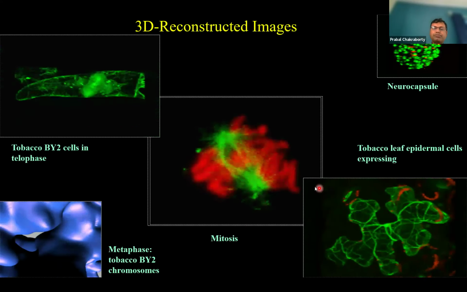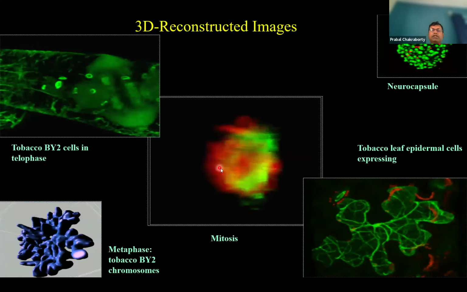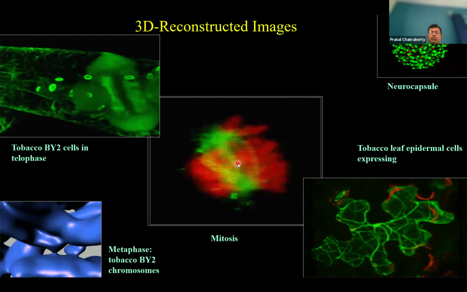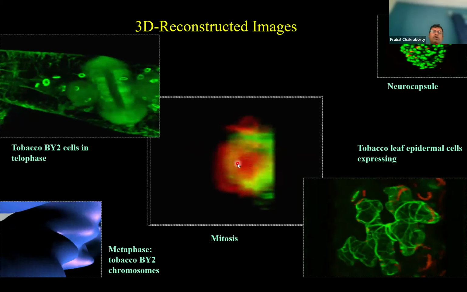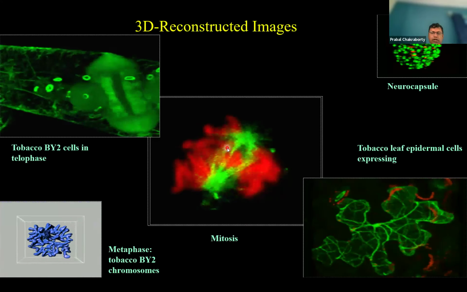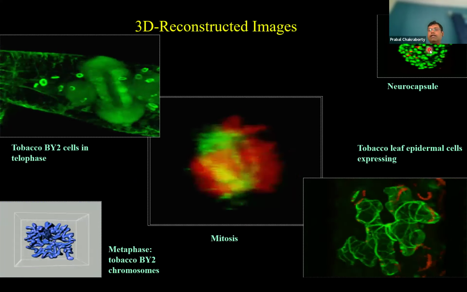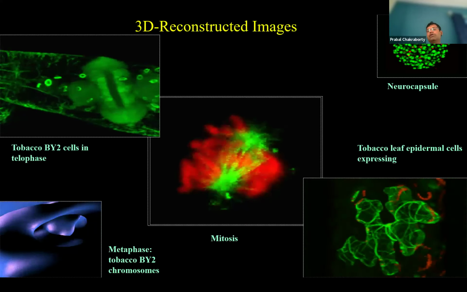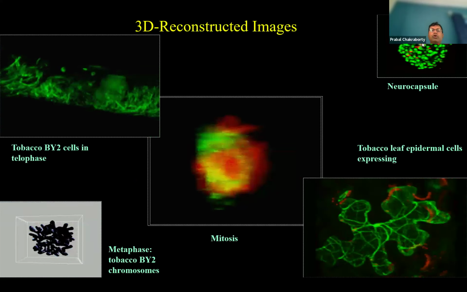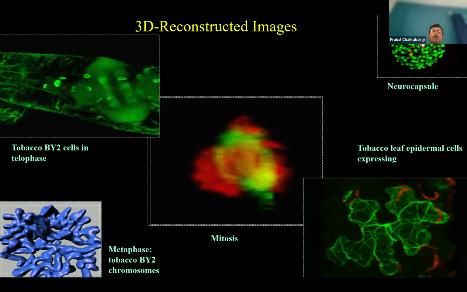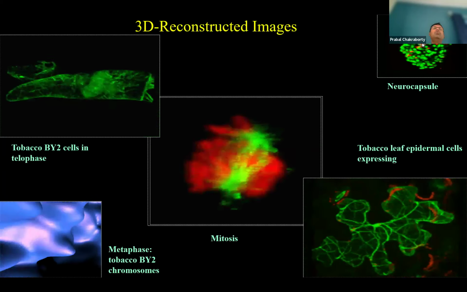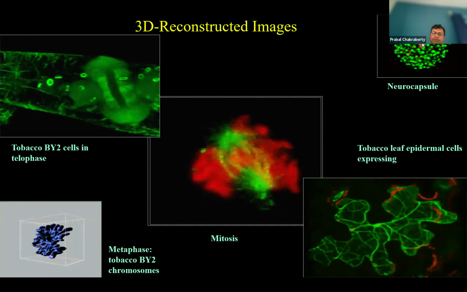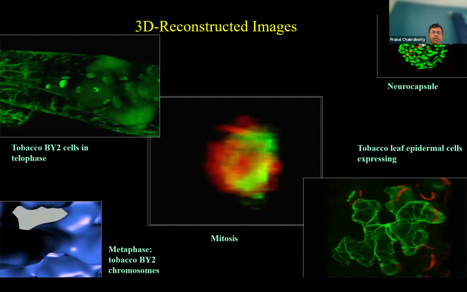So this is one example. Here you can see microtubules and chromosomes. We can see in 3D how the chromosomes are arranged along the microtubules. Also in the upper right you can see the red proteins and how they are distributed inside the green protein molecules. That is how the 3D view can give you more information regarding the distribution of the proteins or the organelles.